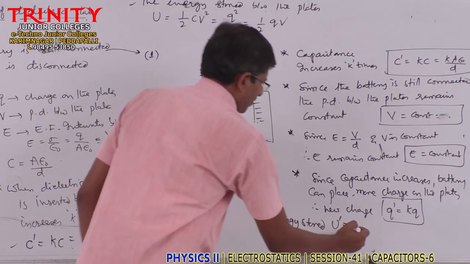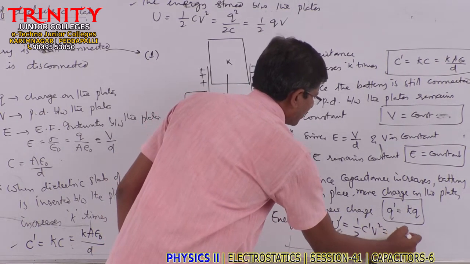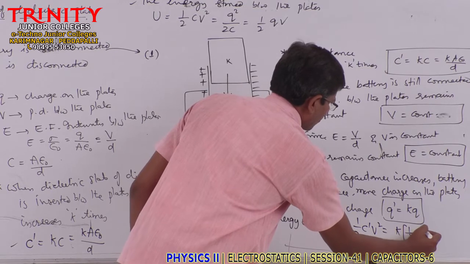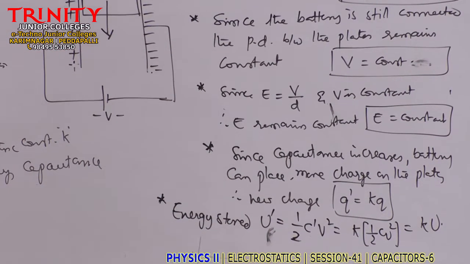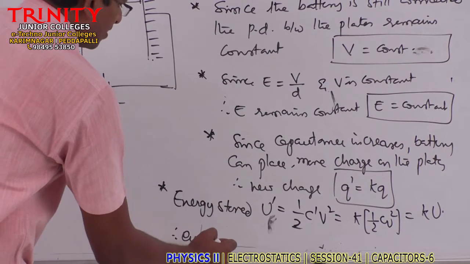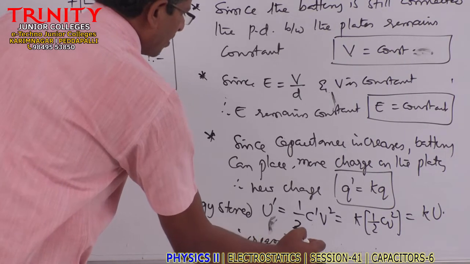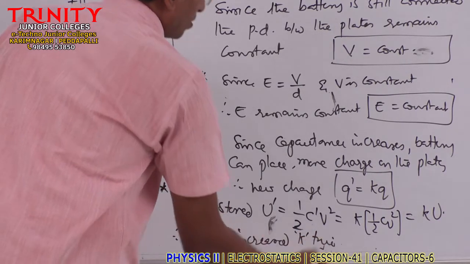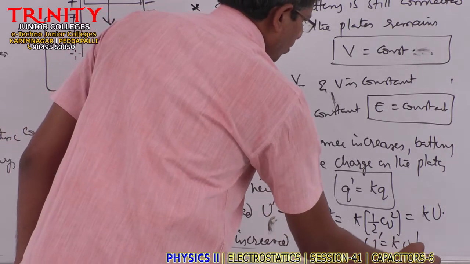Let us make use of the first one, half C dash V square, and you can say K into half CV square. Therefore, K into U. Therefore, the energy increases how many times? K times. So, I can write the last one: U dash equals K into U.